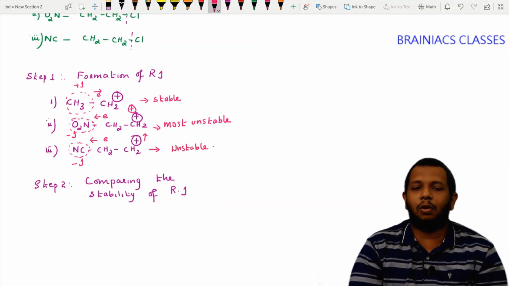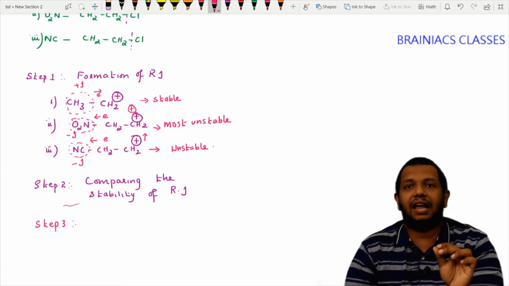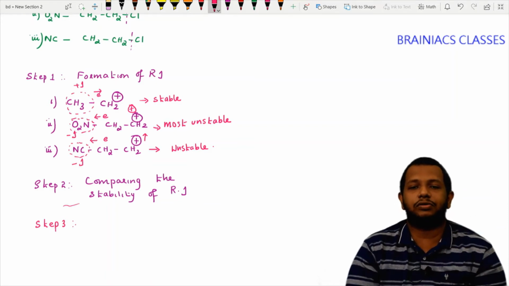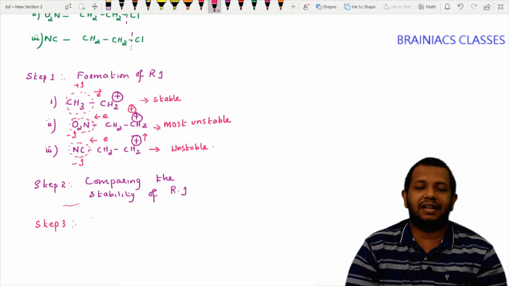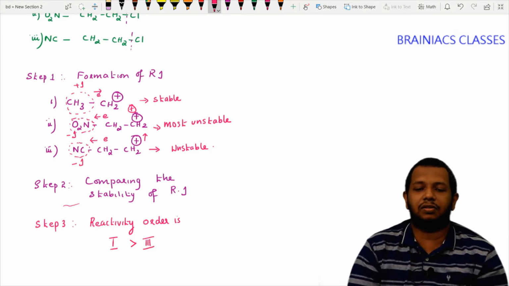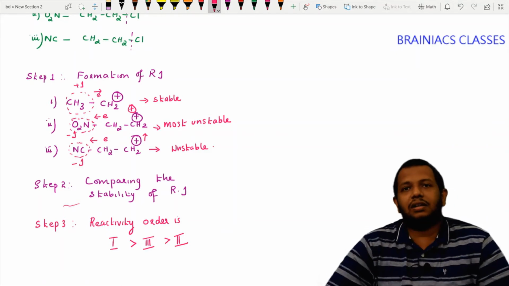So tell me which one will be more reactive. Step 3 means what actually? The alkyl halide which has the most stable carbocation will be the most reactive. So which is having the most stable carbocation? The first one. So I can say the reactivity order is what? Tell me. First one more reactive, then who is next? Third one, correct, because it is unstable, and the most unstable is the second one, so that is the least reactive. So I hope you got a fair idea how to attend questions of this nature.